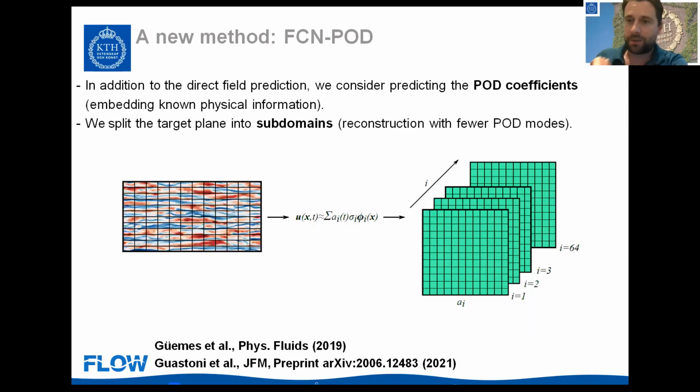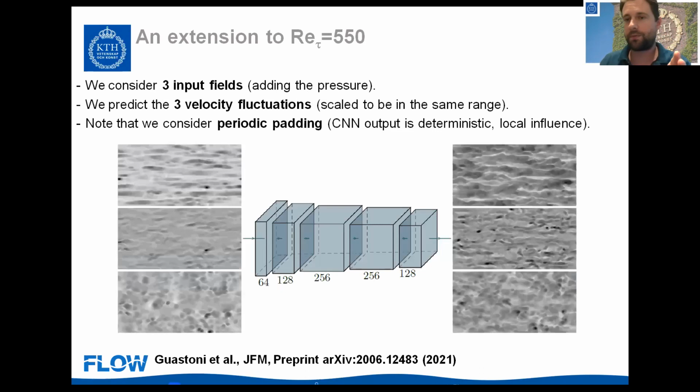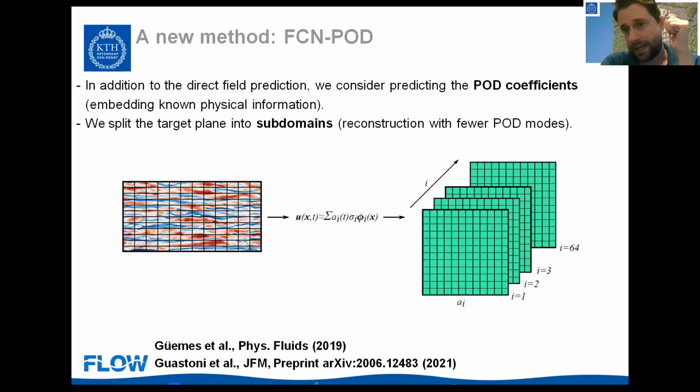We also propose another method, because everything that I was talking about before was to take the full input signal and predict the full output, the full plane. But there is another way to do it, and it's to do POD at different locations. You can see the POD, the proper orthogonal decomposition, here. So we have these spatial modes, and then we only have to predict the temporal coefficients, as we did in the first part of the presentation. And we do this in subdomains for simplicity of the evaluation of this method. We can also discuss this if you're interested.